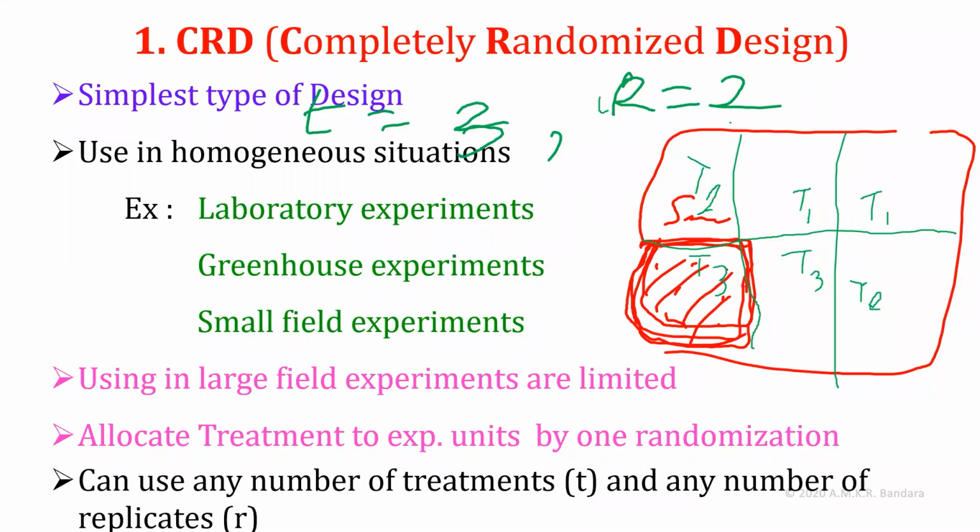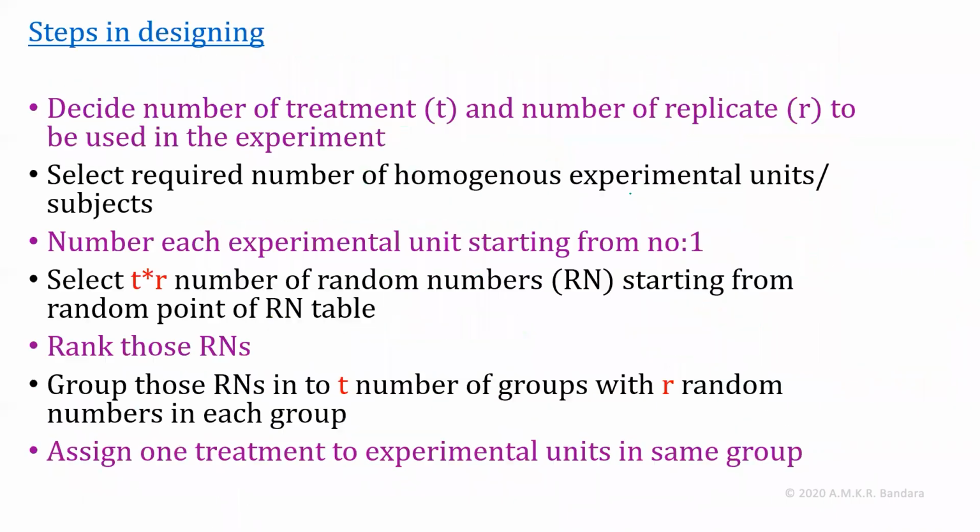and any number of replicates. Here we have used 2. We can use 7, 8, 10, any number of replicates. But in some other designs, this is not possible. According to the design, we have to limit the number of treatments and number of replicates. Here it is not limited. We have flexibility.